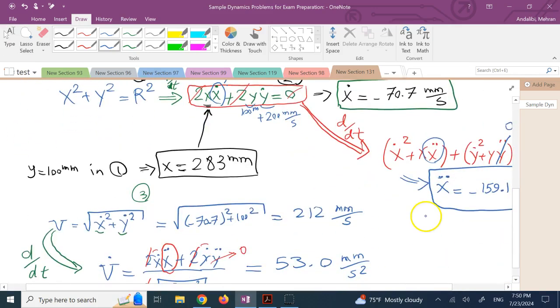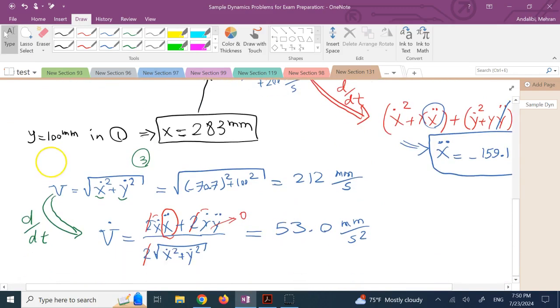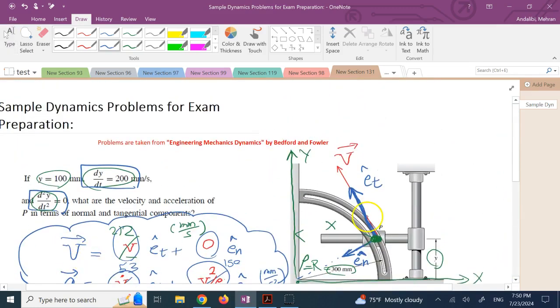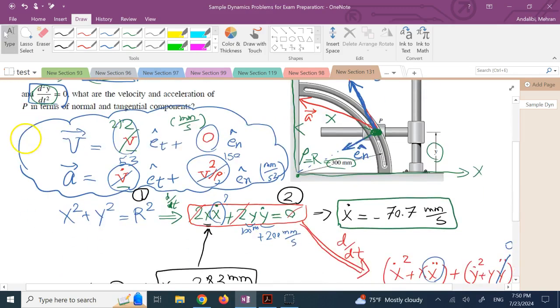If you look here, this v dot is actually a positive number, because you see x double dot is negative and x dot is negative. So the v dot is going to be a positive number. So your acceleration is going to be something like this, with a positive n component and a positive t component. Okay? So that is the first problem.